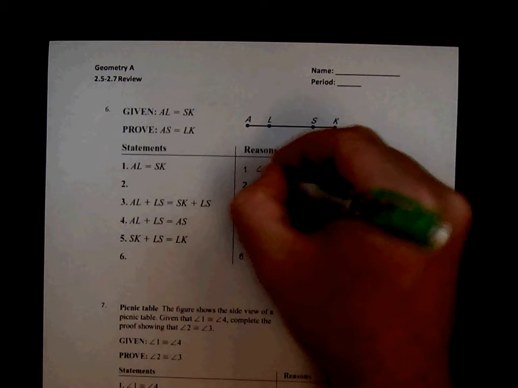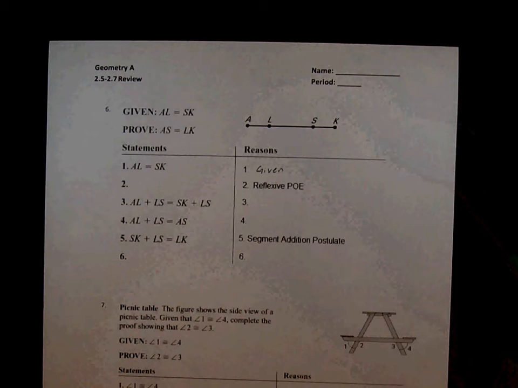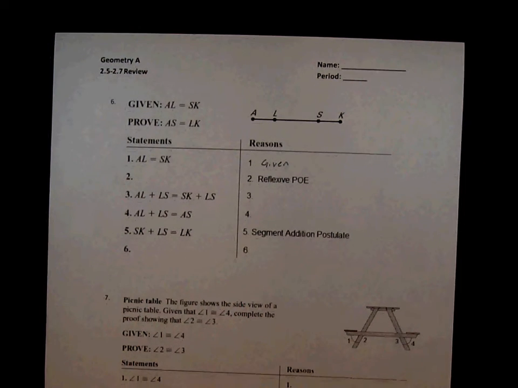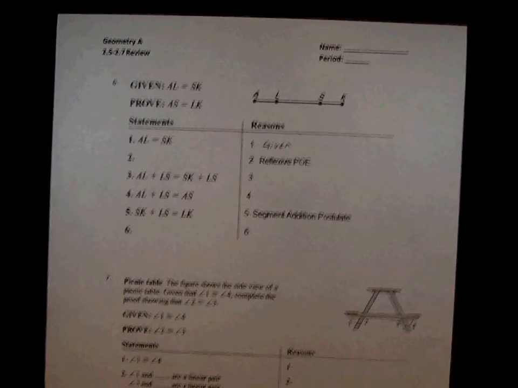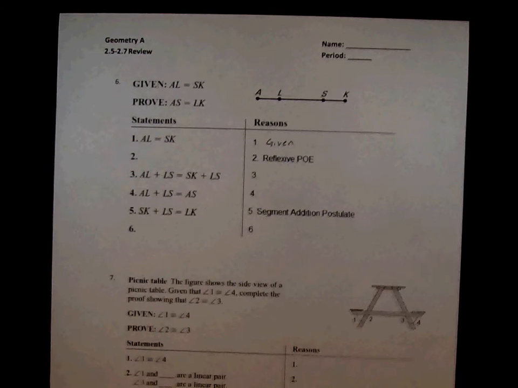Number 1, AL is equal to SK, that's a given. Number 2 is a little tricky. They tell us we're using reflexive, but reflexive is when something equals itself. So what is it that we're taking a look at? Well, the goal, you have to know a little bit about the goal.